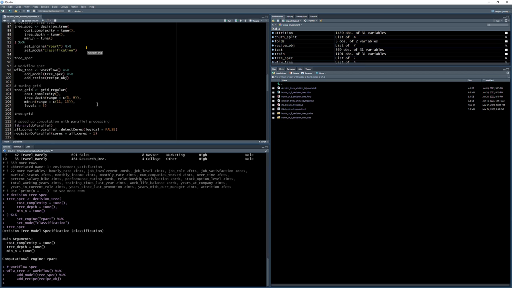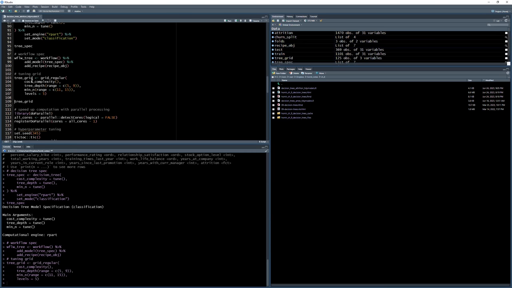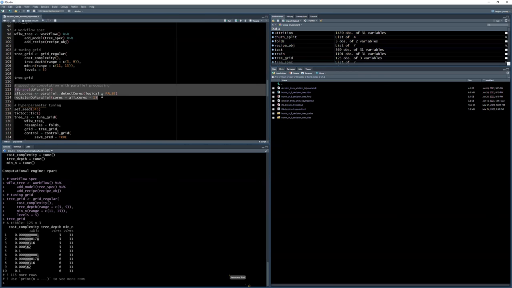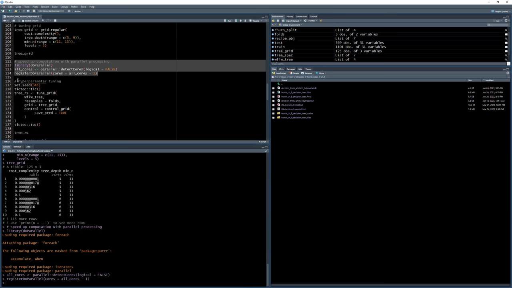And we're going to use a grid to tell the model what is the range of those parameters. In cost complexity, we're not going to use any range, so the grid is going to automatically select random numbers for that. For the tree depth, we want to move from 5 to 9. And in the minimum nodes, we're going to move from 11 to 15, the range from 11 to 15. And the levels, we're going to fix it to 5. Okay, so we got this grid and these values of cost complexity, randomly assigned by the grid, the tree depth from 5 to 9, and the minimum nodes from 11 to 50. Okay, let's do the parallel processing to do it quickly.